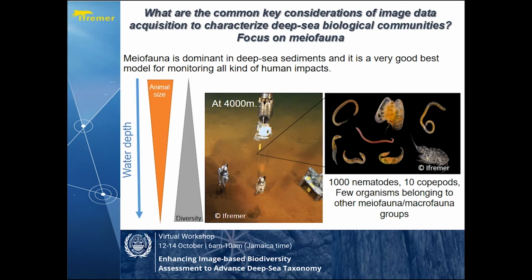Back to the deep sea, so why look to microscopic organisms? Because the deeper we go, the more we experience a reduction of animal size, except for chemosynthetic oases, that are usually associated with an increase of species diversity. If you take a sediment core in an abyssal plain, you can have something like thousands of nematodes, dozens of copepods, and a few other specimens coming from other taxa.